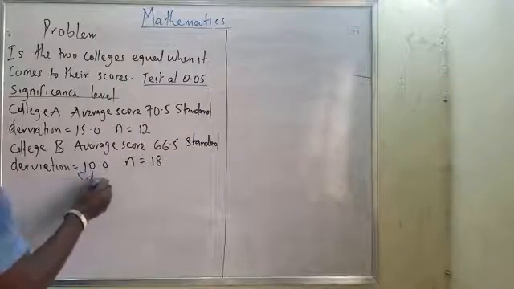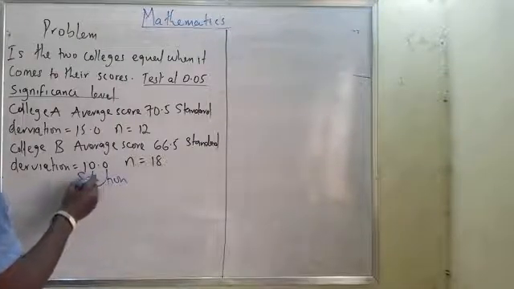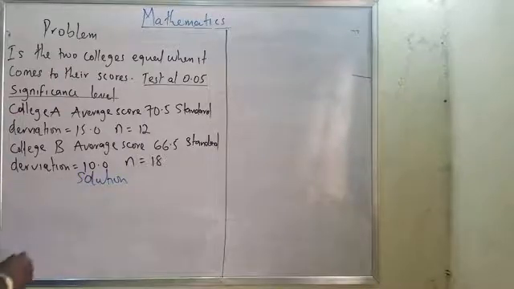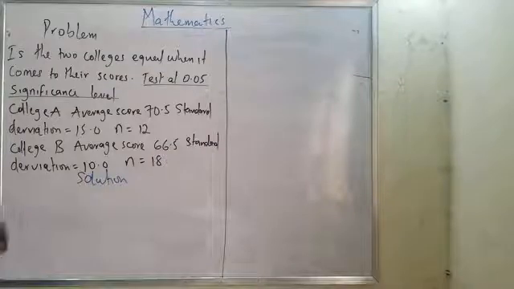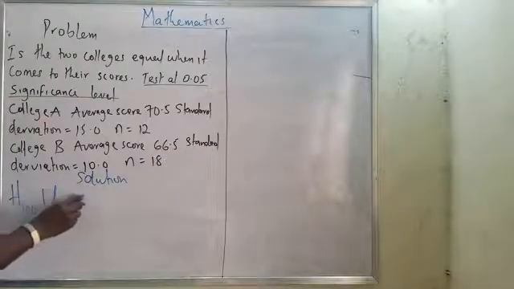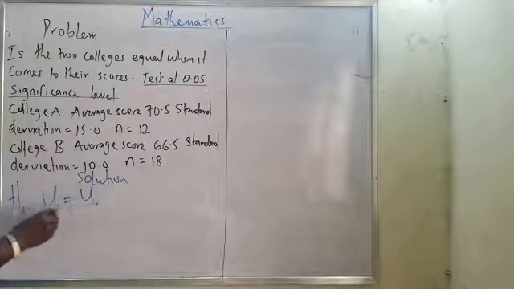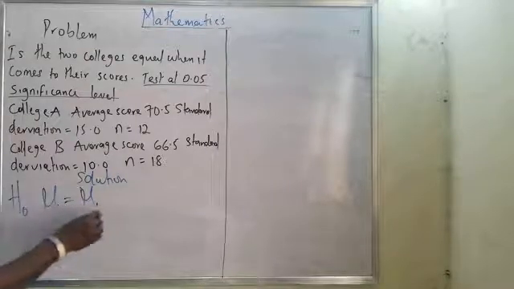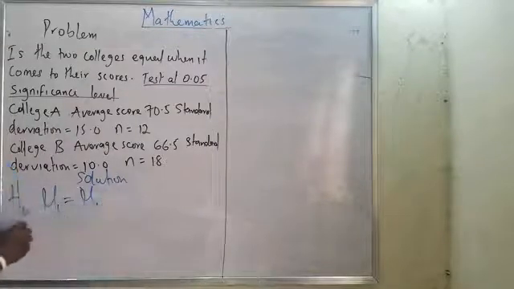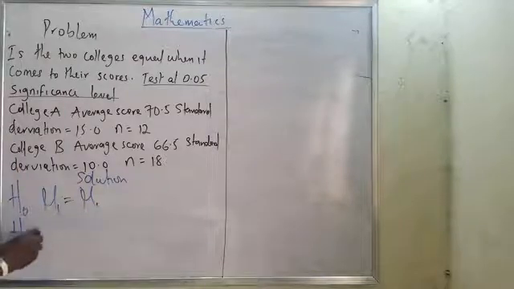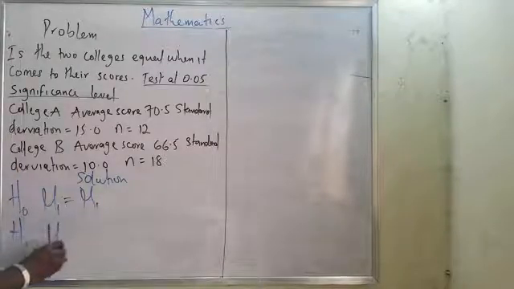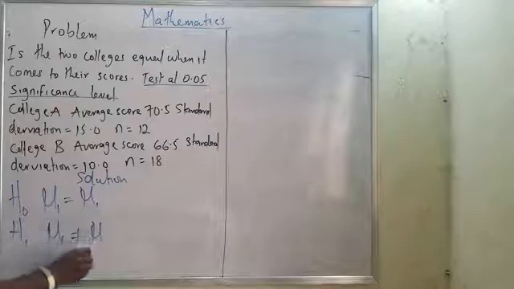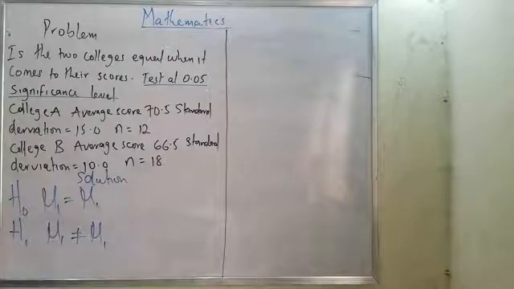Now, solution to this problem. How do I solve this problem? I've explained to you in our previous video that my H0 is mu equals mu 1, while my H1 is mu not equal to mu 1. Please take note of this. We call it the null hypothesis and the alternative hypothesis.